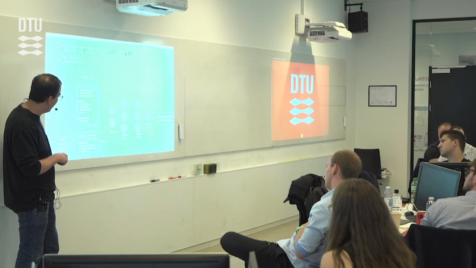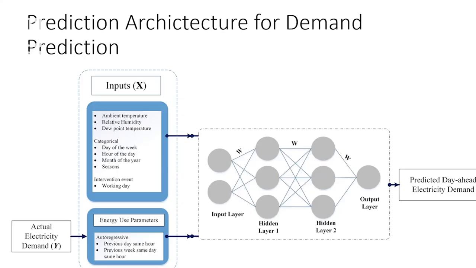And then we have use parameters, often autoregressive parameters from previous day, previous hour, previous whatever, things that have come from the previous week and so forth. So usually there are those ambient parameters, there are the energy use parameters, and we take all those parameters, put it in some network or some other regressor, and then we get a predicted day-ahead demand. So this is sort of a naive scheme.